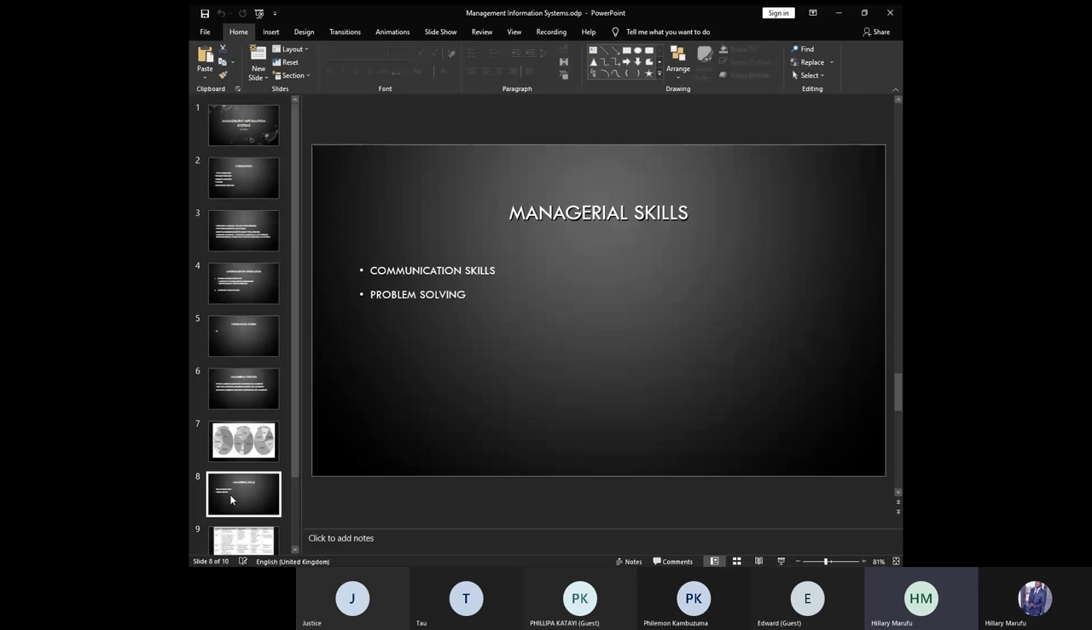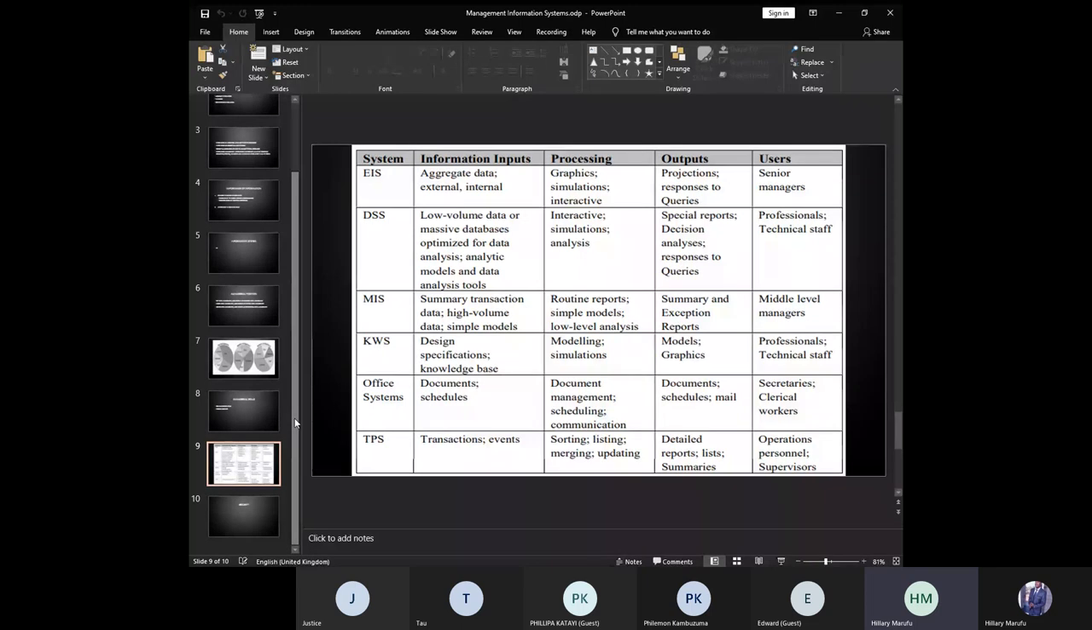All right. Moving on, we now have a table. I hope you have all seen the table, which has the different systems that are there. We have TPS. What does TPS stand for? Edward, what does TPS stand for? TPS, transaction processing systems. Right. From TPS, we've got office systems. From office systems, we've got KWS.